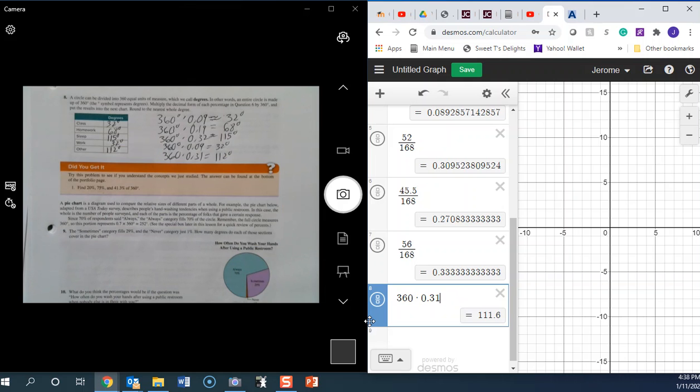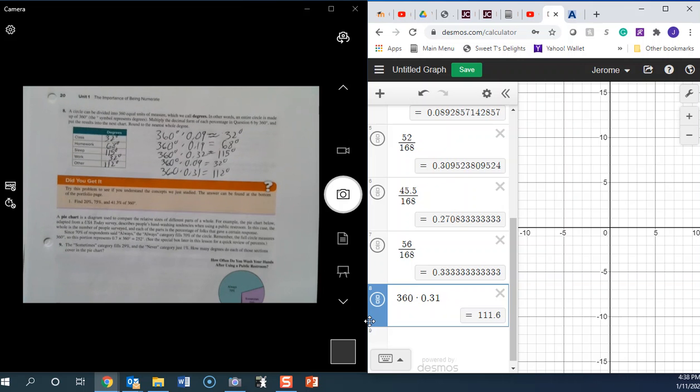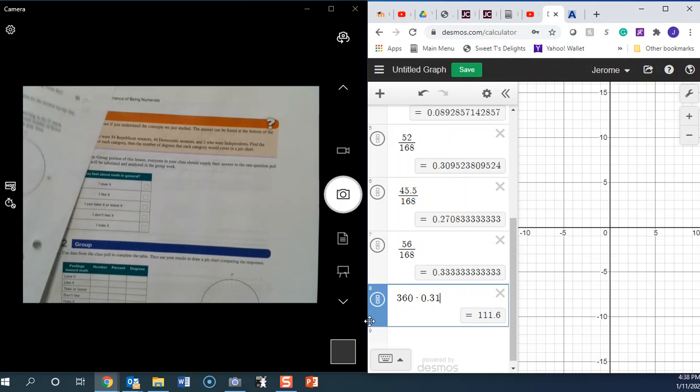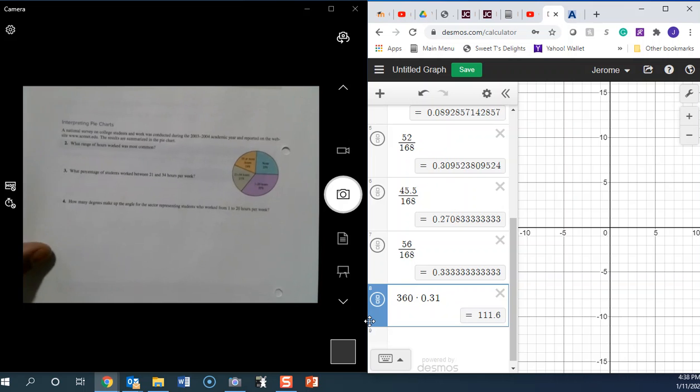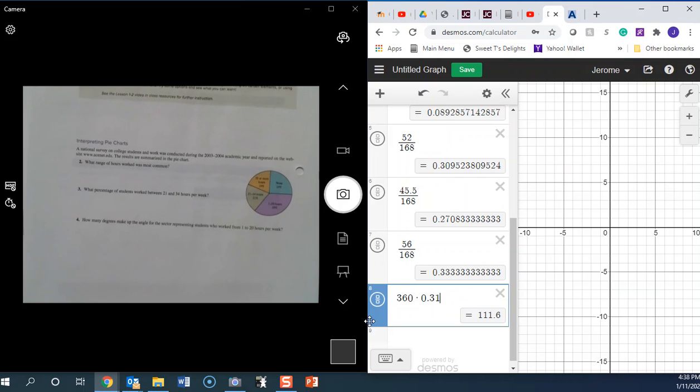Okay, so now I believe we only have a couple more problems here, and then we can move on to 1.3. You need to turn to page 23. Now we have interpreting pie charts. It says a national survey on college students and work was conducted during the 2003-2004 academic year and reported on the website www.acenet.edu. The results are summarized in a pie chart.